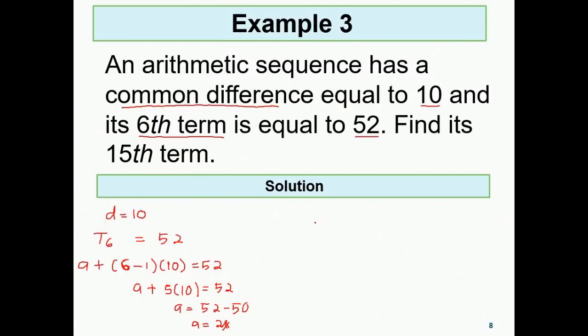So now, find the 50th term. So, 50th term. Using the formula for the nth term, A plus n minus 1 D. So, we have here A is given, A is equal to 2. N is 15. And D is equal to 10.